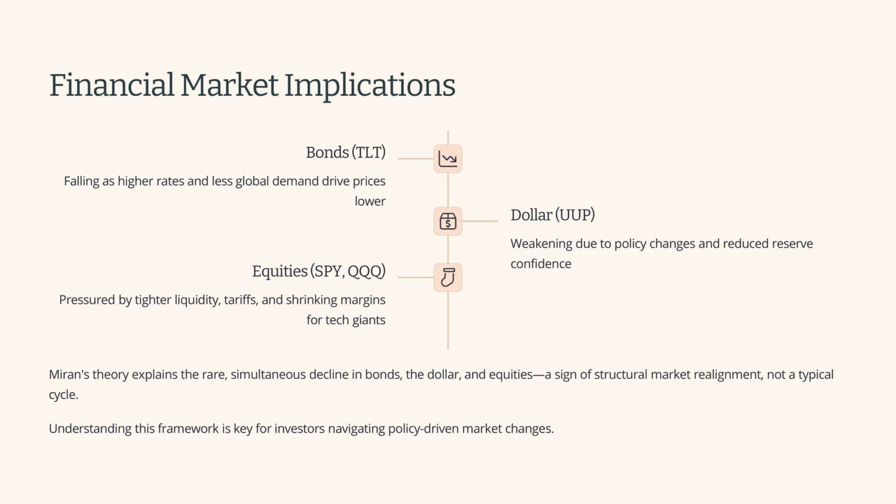Bonds, TLT, are falling due to higher rates and reduced global demand. The dollar, UUP, is weakening due to policy changes and reduced reserve confidence. Equities, SPY, QQQ, are pressured by tighter liquidity, tariffs, and shrinking margins for tech giants. Miran's theory explains this rare, simultaneous decline as a sign of structural market realignment, not a typical cycle. Understanding this framework is crucial for investors navigating these policy-driven market changes.